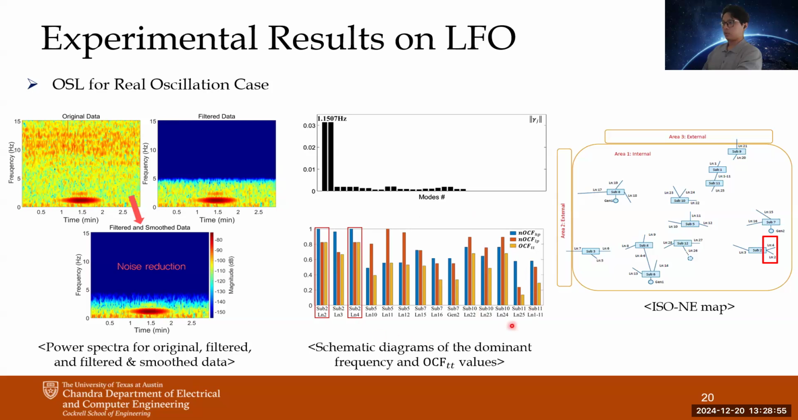From these OCFTT results, we can see that line 2 and line 4 of substation 2 have the largest and the same OCFTT values. And the second largest OCFTT value was recorded by line 3 of substation 2. So from this ISO New England map, we can see that line 2 and line 4 have the largest OCFTT value, and line 3 has a slightly lower OCFTT value than these two lines. So we can infer that the oscillation might have happened in the east region of substation 2, and then may have propagated from east to west.